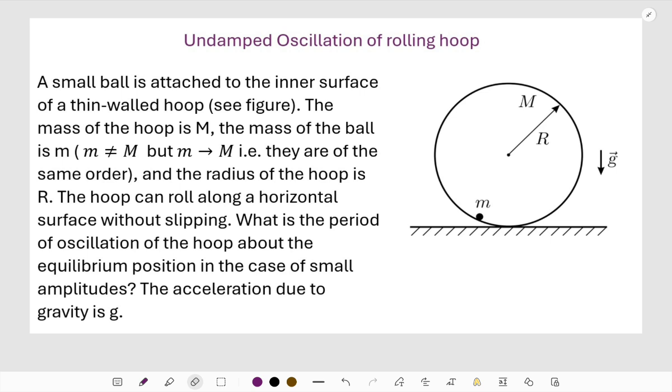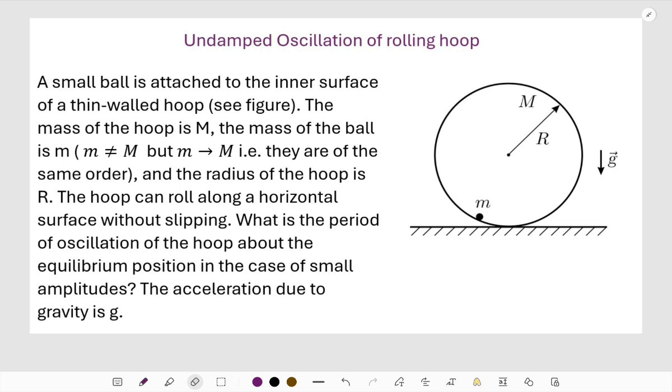The problem says that a small ball is attached to the inner surface of a thin-walled hoop. The mass of the hoop is capital M and the mass of the ball is m. Their masses are comparable. And the radius of the hoop is capital R. The hoop can roll along a horizontal surface without slipping. Pure rolling. This is a case of pure rolling.